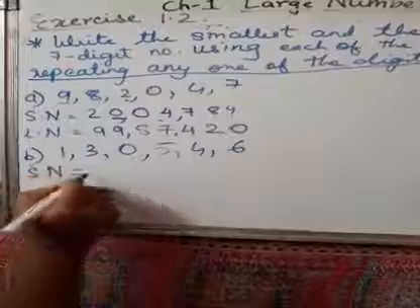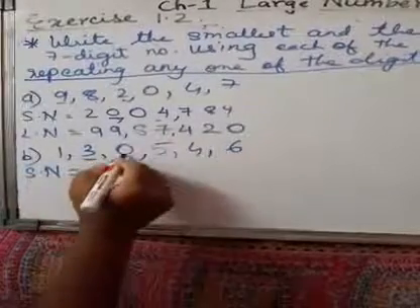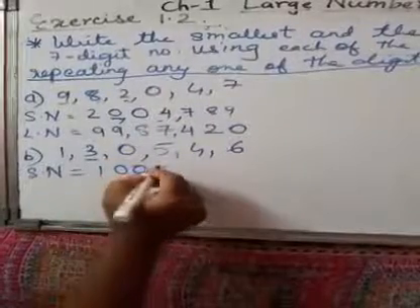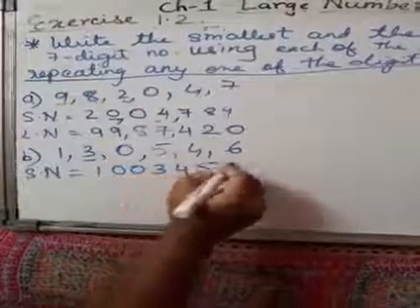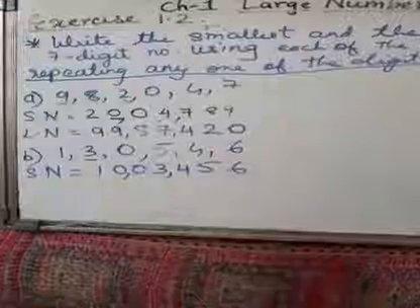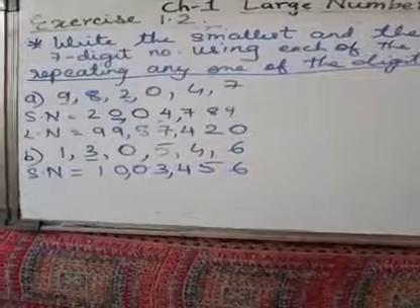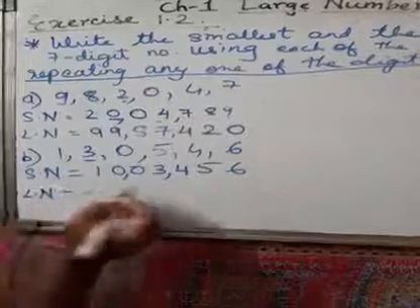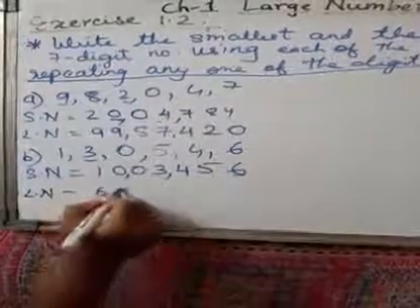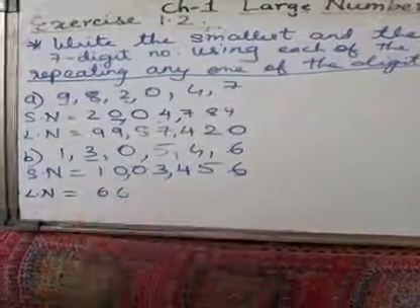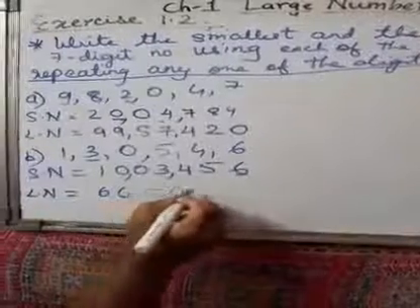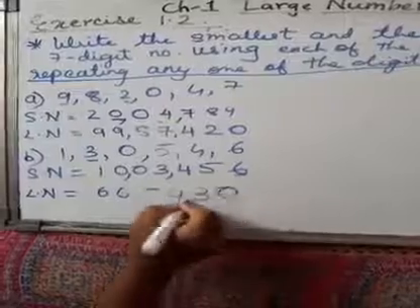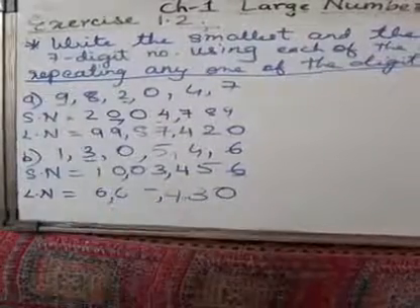Next. 1, 3, 0, 5, 4, 6. The smallest number: again, you will write 1, then 0 you will repeat, 1, 0, 0, then 3, 4, 5, 6. The number formed is 10,03,456. The largest number, how am I going to get the largest number over here? So 6 is the largest digit. Repeat it twice.